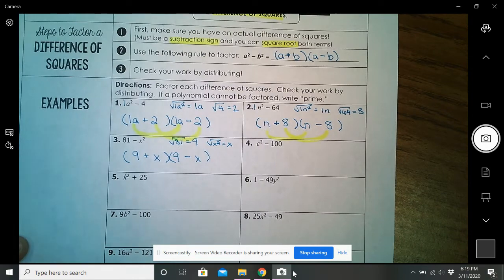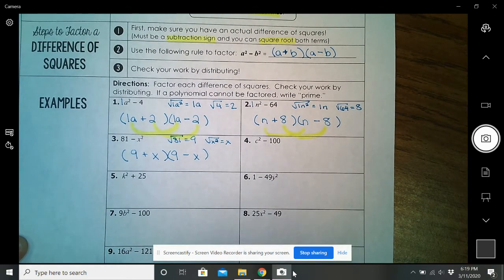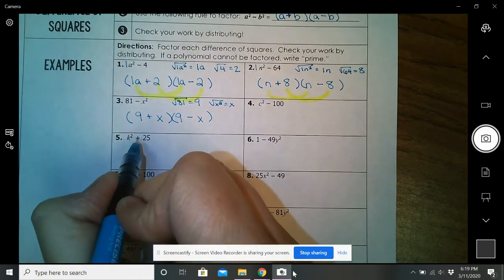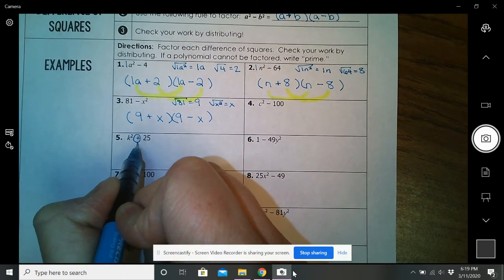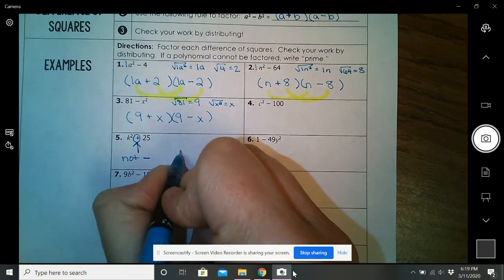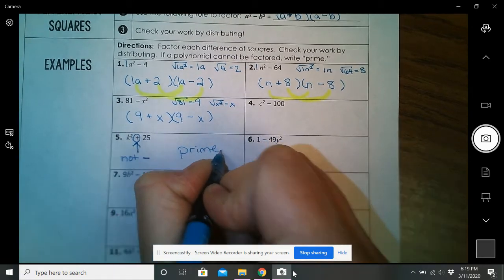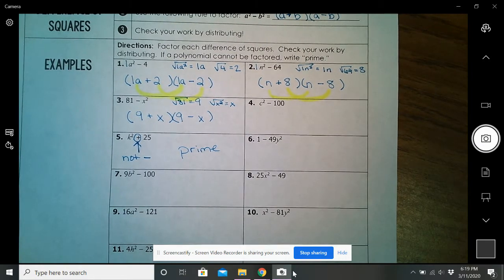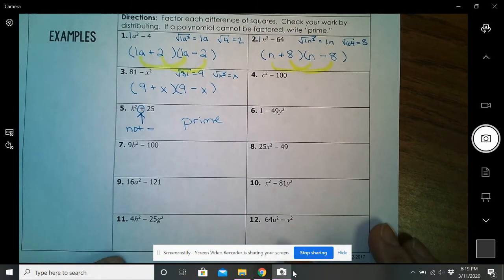Okay, I'm going to start skipping around a little bit to find some other things to show you. For example, look at number 5. This is not a difference of squares. That's not a minus sign. So this is prime. We will not be able to factor that. All right, let's head on down the page a little bit.